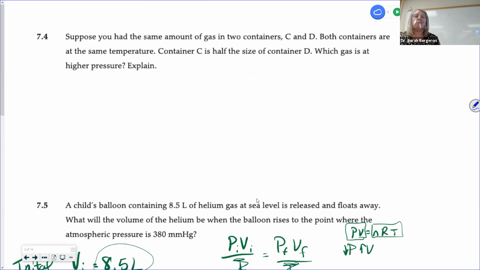All right, so suppose you have the same amount of gas in two containers, C and D. Both containers are at the same temperature. Container C is half the size of container D. Which gas is at higher pressure? We're going to solve this a couple of different ways. I want to do the math way that I just showed you. So what am I going to use here? I'm going to use Pivnert.